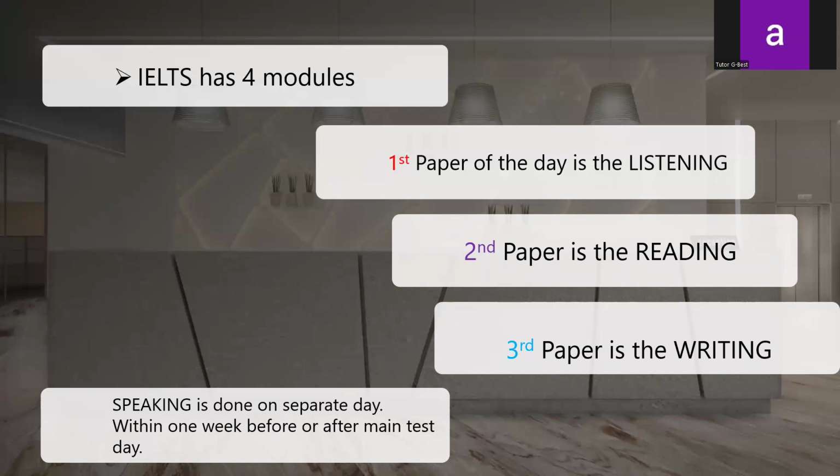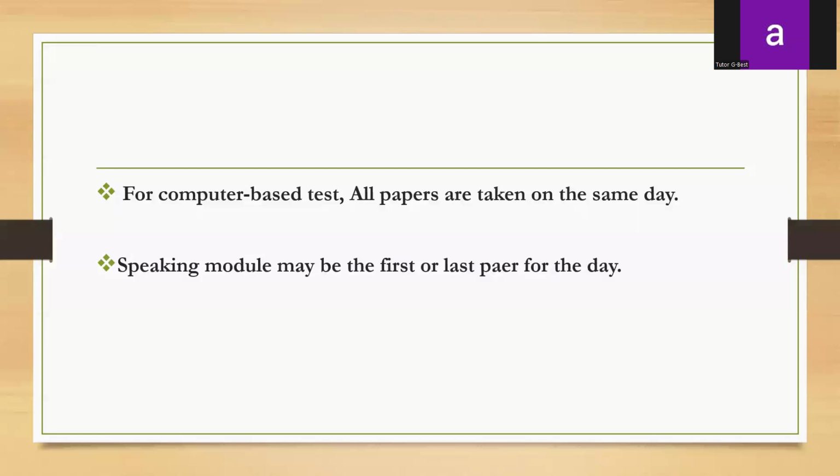So it can be within 1 week before the day of your main test. By main test, I mean the day you write these 3 papers. Or it can be 1 week after the day you write these 3 papers. So you're not surprised. But this is for those who register for the paper test only. Now, if you register for the computer-based test, all papers are taken on the same day. So the speaking may be your first paper for that day, or it may be the last. They decide how they want it to be, but you're going to write all in one day.